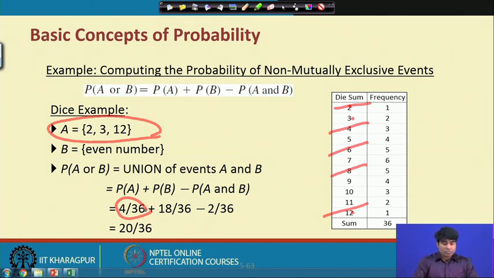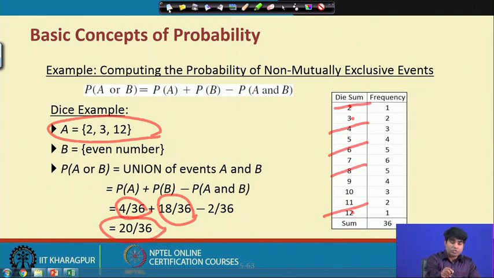Again, for B, the even numbers, it is 1 by 36, then 3 by 36, 5 by 36, 5 by 36, then 1 by 36. So, this will come to 18 by 36. Now P of A and B will be 2 by 36. So, as a result, P(A) plus P(B) minus P(A and B) will give you 20 by 36.